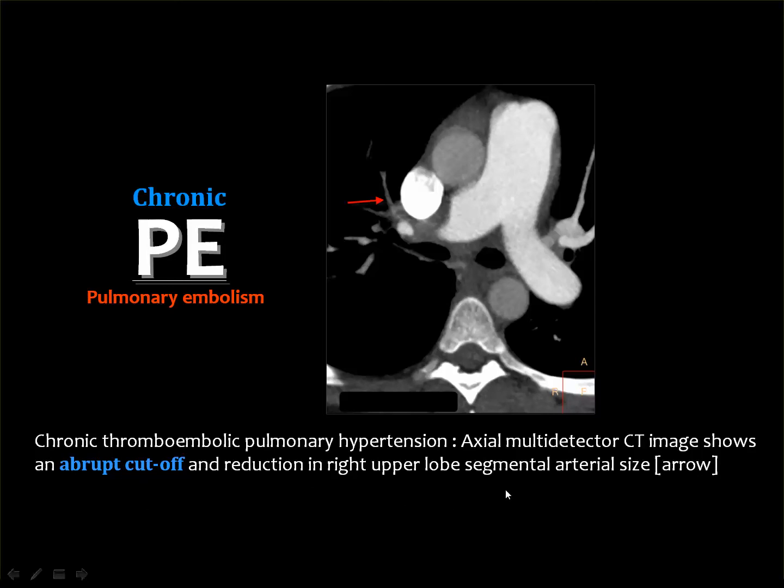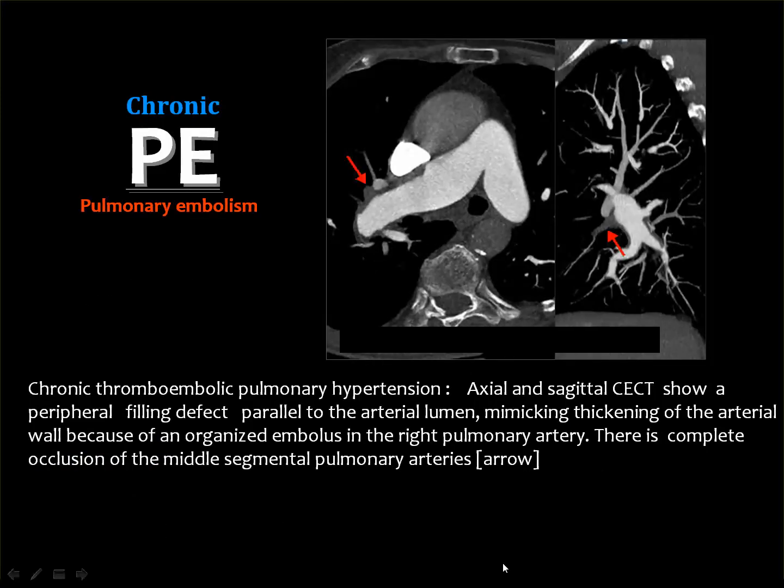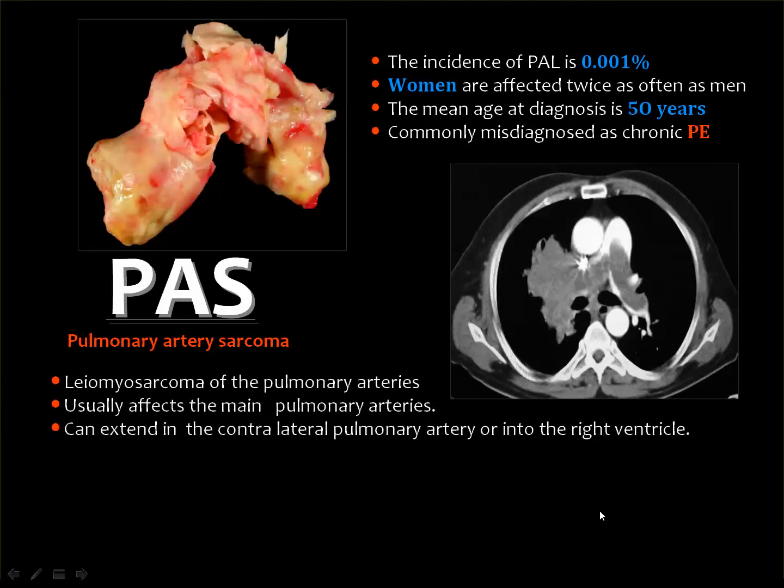And this is a chronic pulmonary embolism showing the abrupt cut off of the vessel. You see the vessel, it is not opacified, similar to this one. This is known as abrupt cut off of the vessel, and this is also another example. You see the vessel which is not opacified with contrast material compared to the remaining vascular structures.